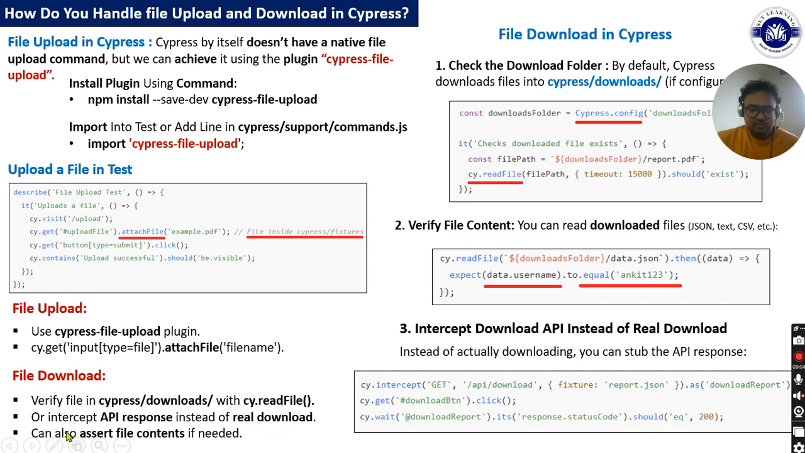You can also assert file content using this one: store the data using cy.readFile on the data.json file that has been downloaded. Read this file, store the data under the data variable, and then use data.username to be equal to this one. So this is the key area you should remember to answer this question in your interview.